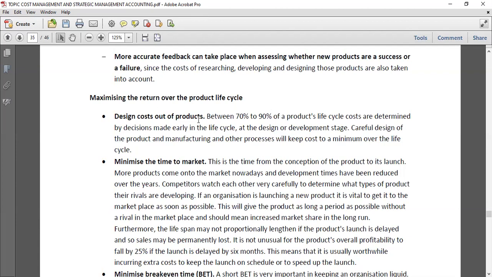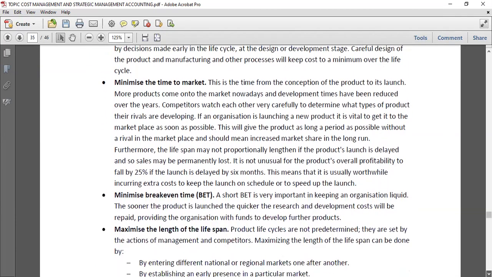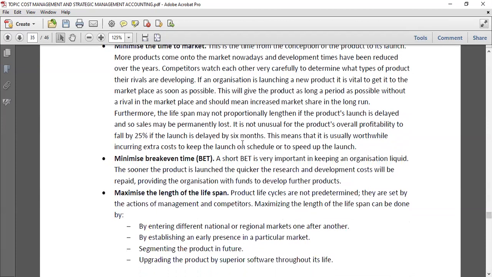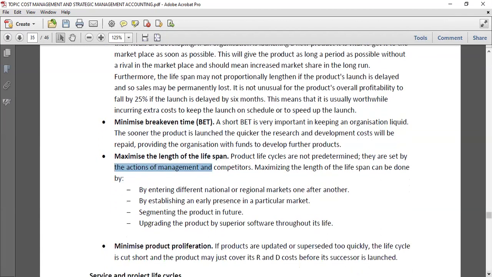Design costs out of the product, okay? Basically carefully designing our product and making sure that we are not adding any components that are not useful and so on. Minimizing the time to the market, okay? Making sure that the time between development and introduction is not that huge. Minimizing the break-even time. Break-even means the time when our total revenues will match our total costs, okay? Also minimizing the length of the lifespan of the product in the market, okay?